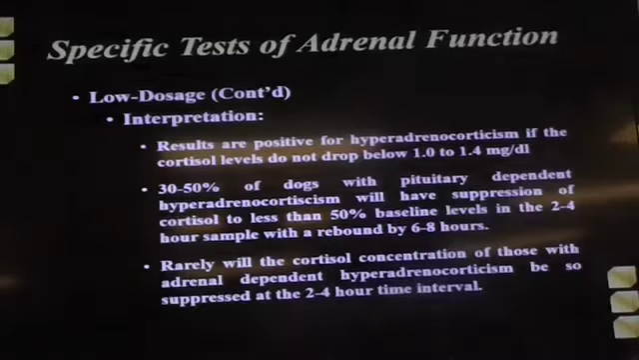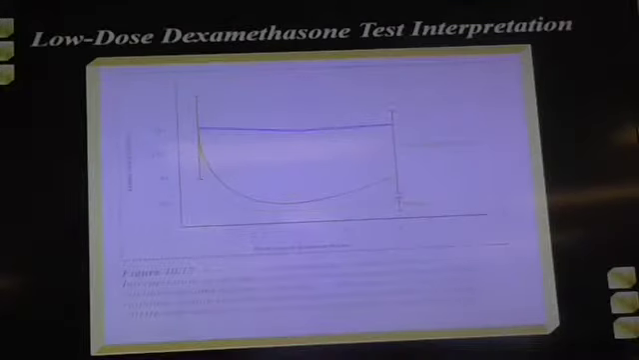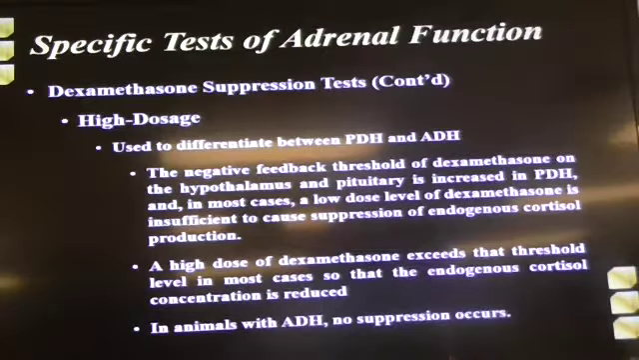So, this is just showing you an interpretation. You all can read that. So what are you going to do to tell you which one? That's the high-dose dex, and that is for all species, including the cat. The high-dose dex is about 10 times higher than the low-dose dex. And basically, it is used to differentiate between pituitary-dependent and adrenal-dependent hyperadrenal corticism. Okay, and again, if we have hypoadrenal corticism, are we going to do this test? It's already not working. Do we want to suppress it even more? So that's why we don't use it for that.